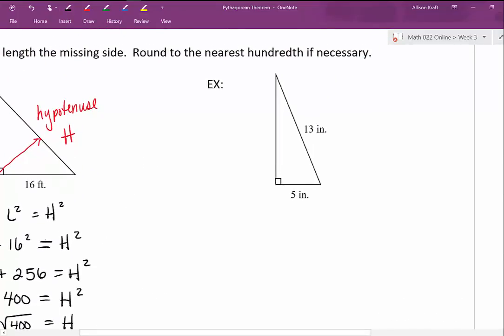Let's take a look at the next example. Again, I'm going to start by identifying which side is the hypotenuse. The hypotenuse is always straight across from the right angle. In this example, 13 is our hypotenuse. That means that our missing side is actually a leg. I'm going to label that with an L.